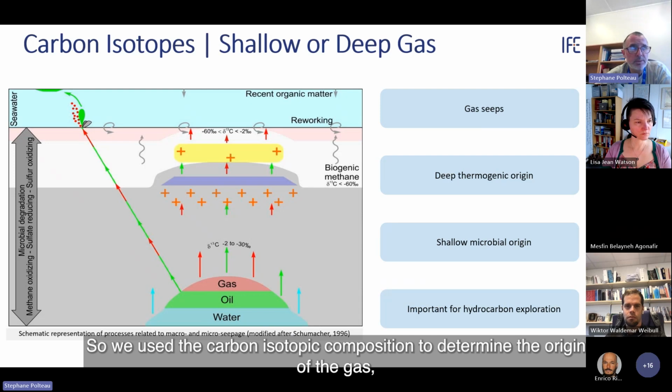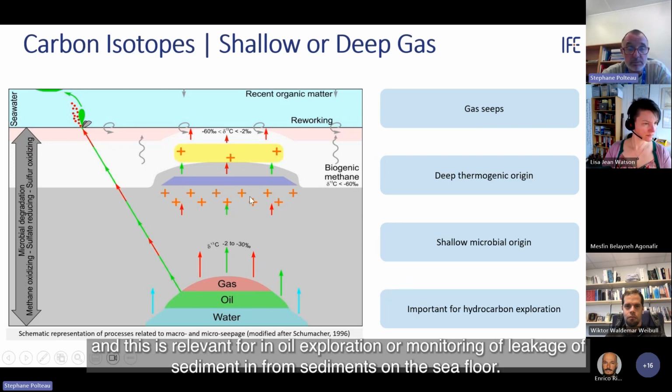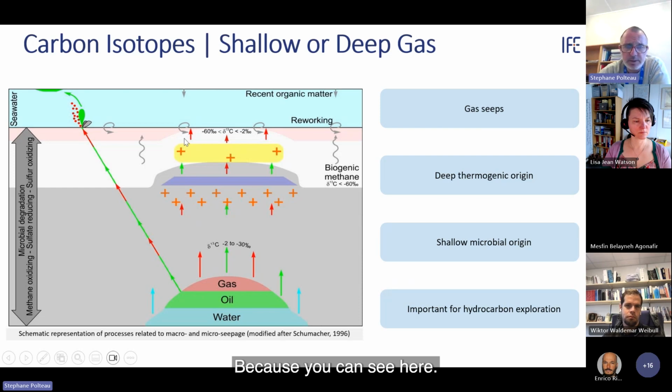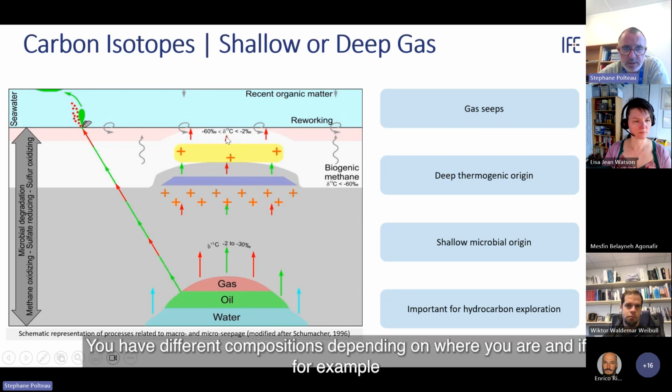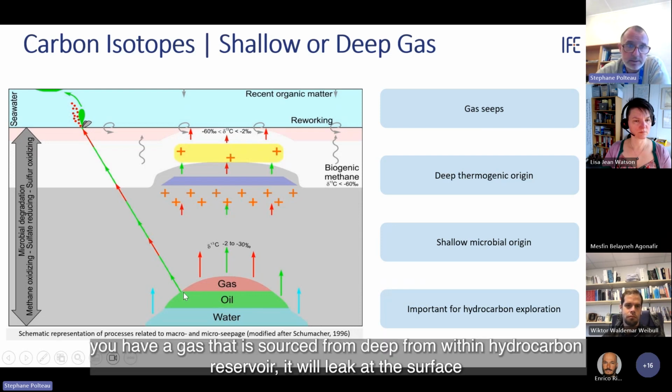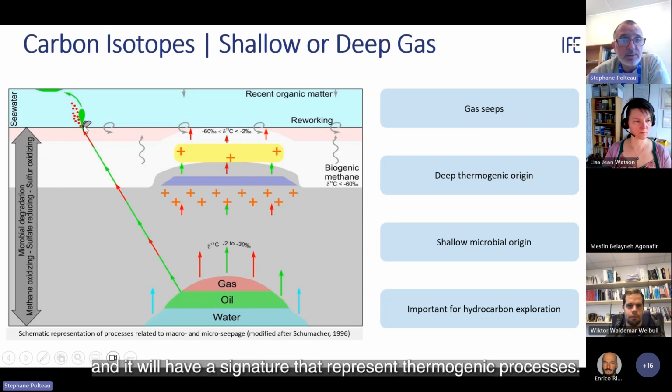Yeah, so we use the carbon isotopic composition to determine the origin of the gas, and this is relevant in oil exploration or monitoring of leakage from sediments on the seafloor. You can see here you have different compositions depending on where you are. For example, if you have gas that is sourced from deep within a hydrocarbon reservoir, it will leak at the surface, and it will have a signature that represents thermogenic processes.